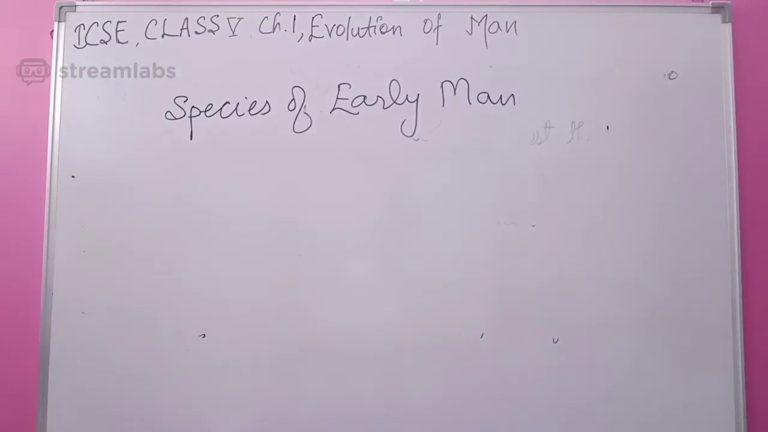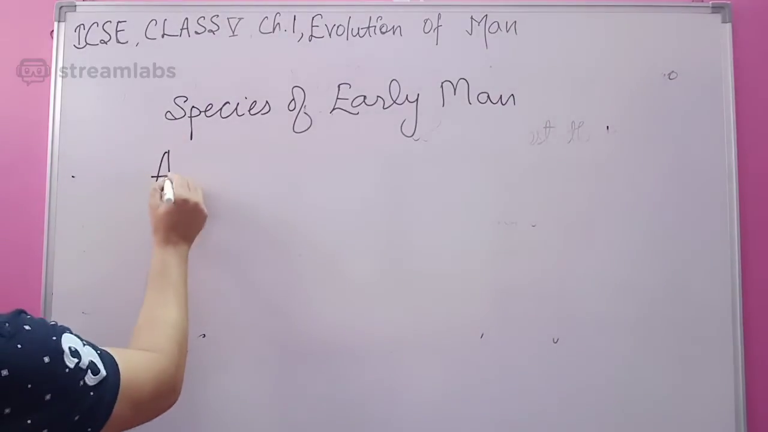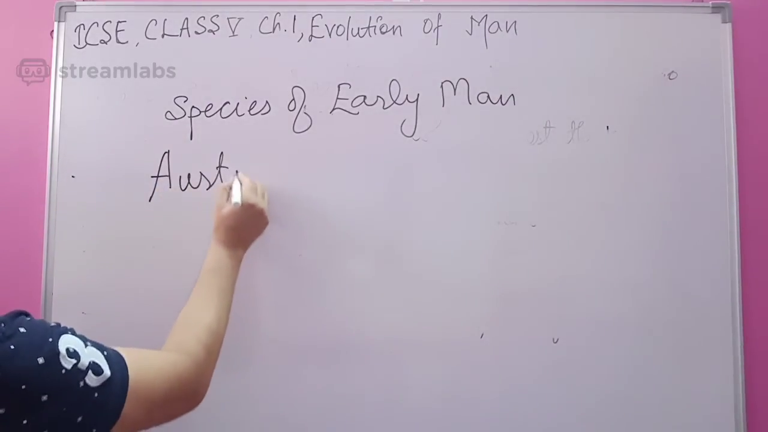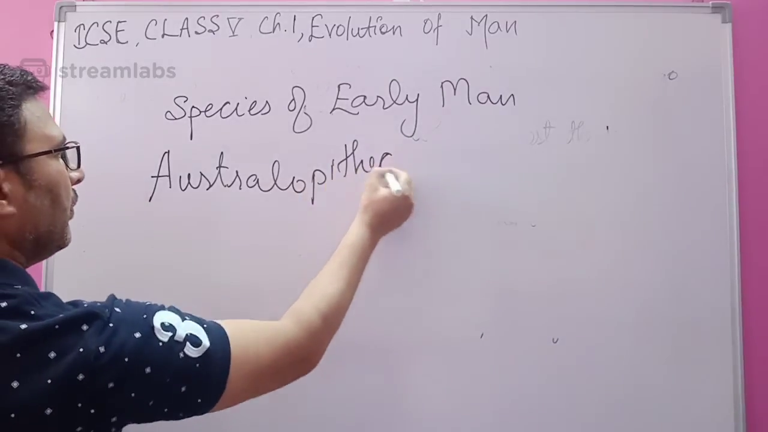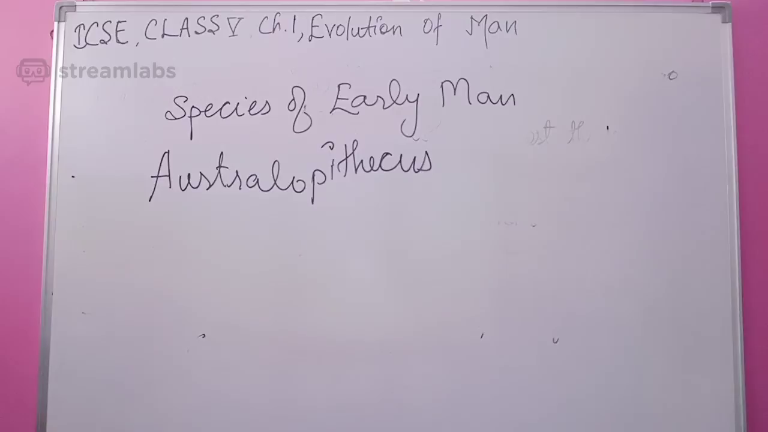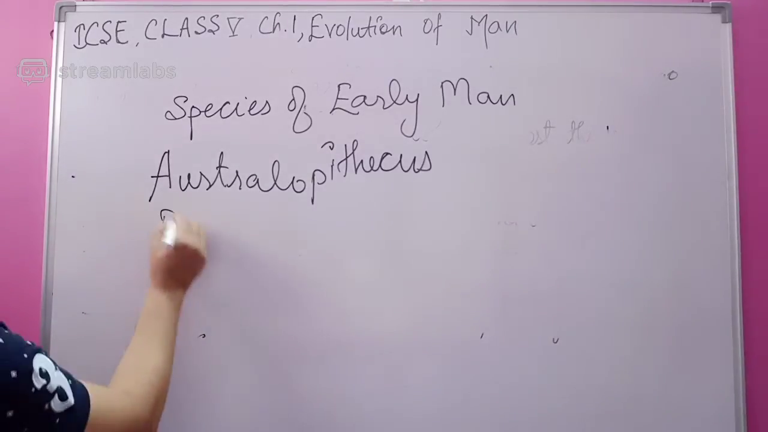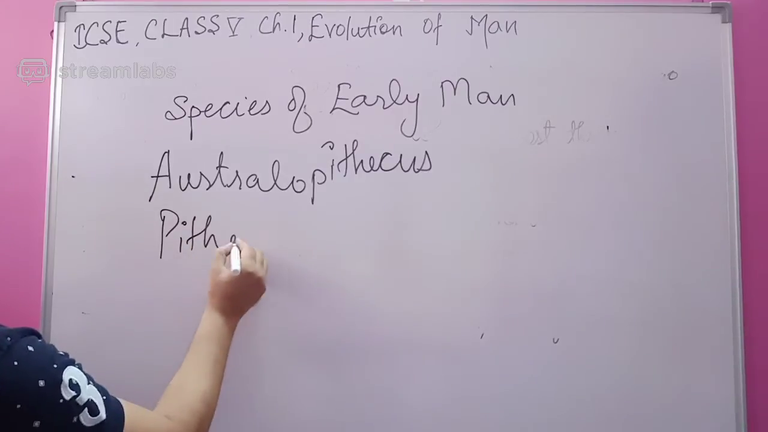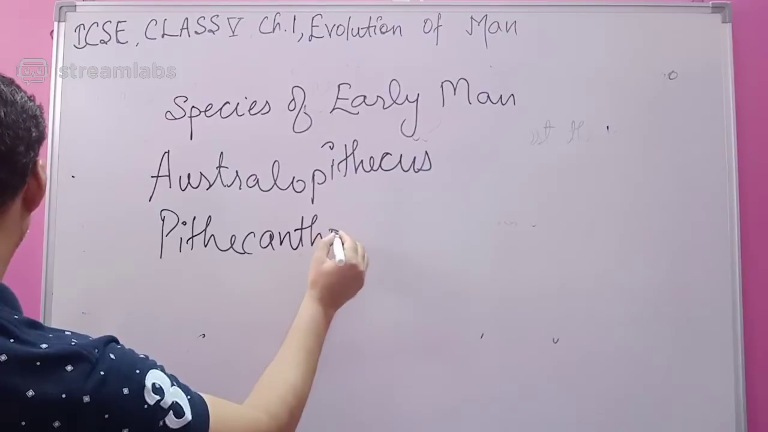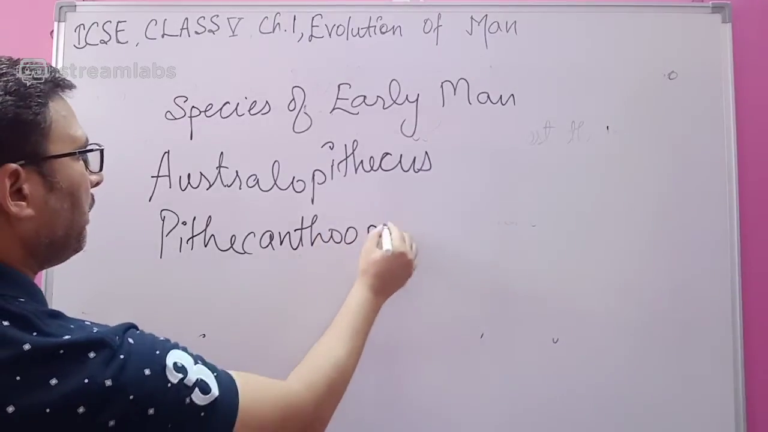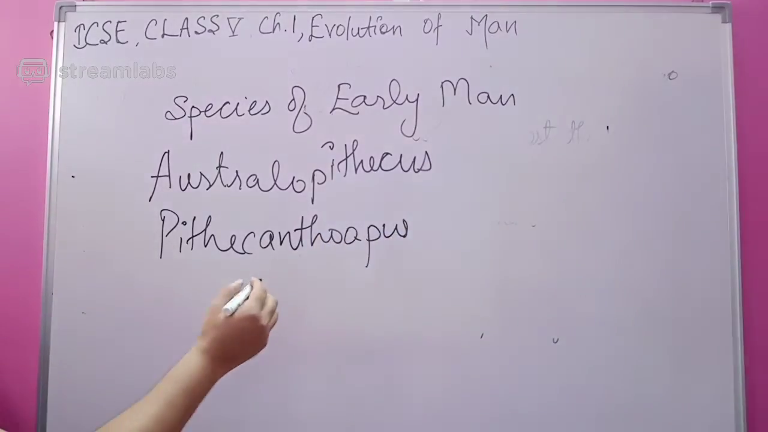Okay, the species of early men. The first one is Australopithecus. The second one is Pithecanthropus.